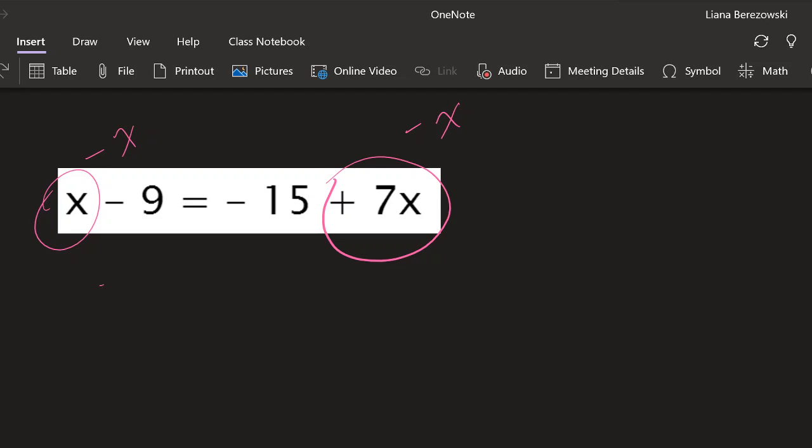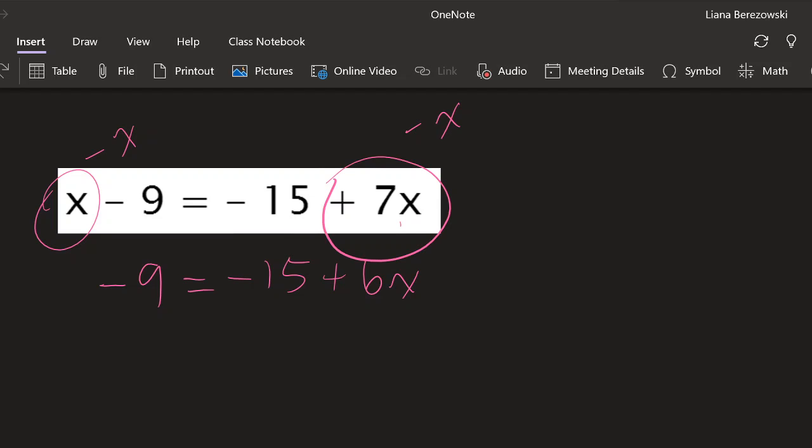So that leaves me with a negative 9 on the left, negative 15, I haven't done anything with that yet, and then I have this positive 7x, but I'm subtracting 1x from it. So 7x minus x would be 6x, and it's still a positive number, right? Because 7 minus 1 is positive 6. So my equation's gotten a little bit shorter. Now I only have a variable on one side of the equation. This is becoming a little bit easier to solve.